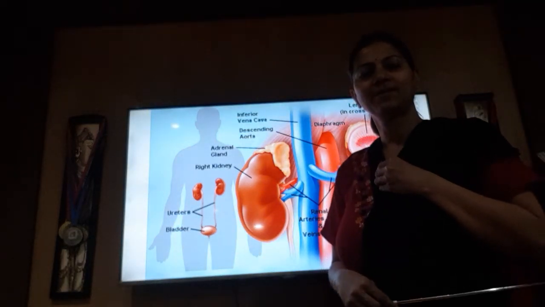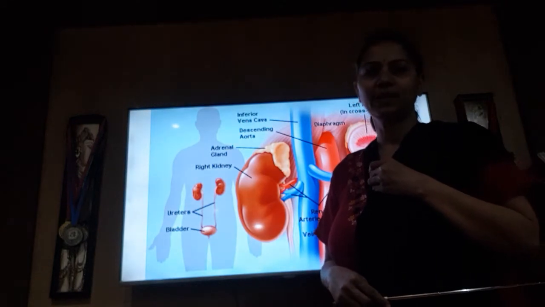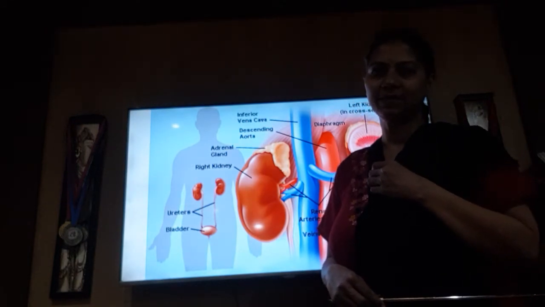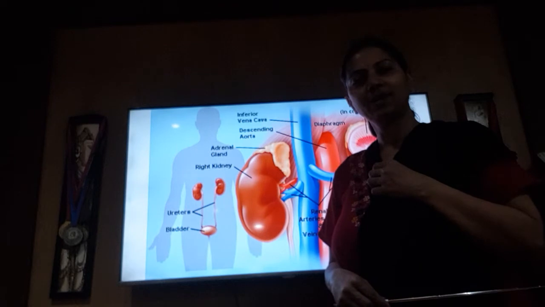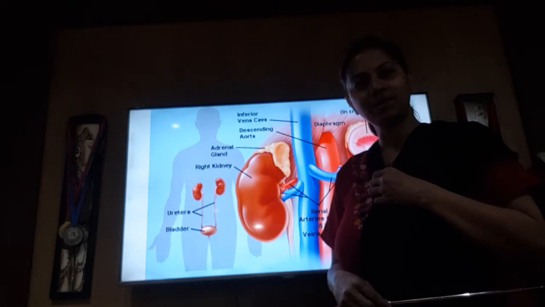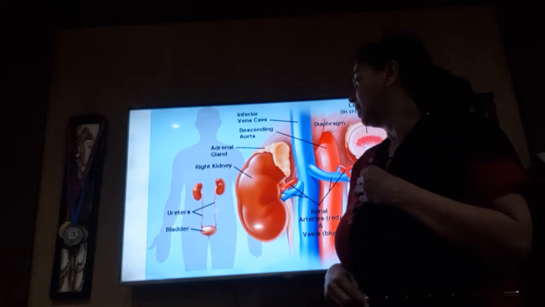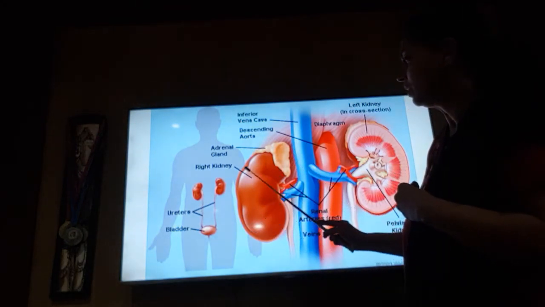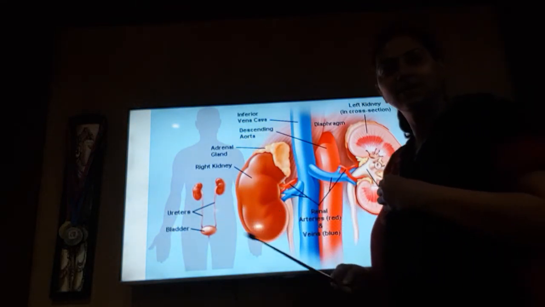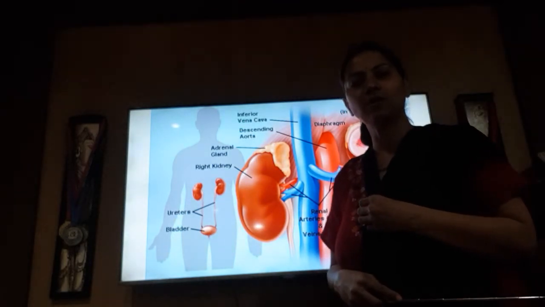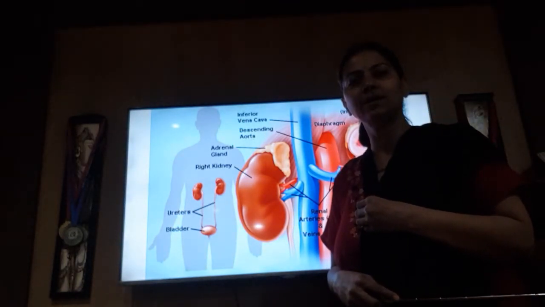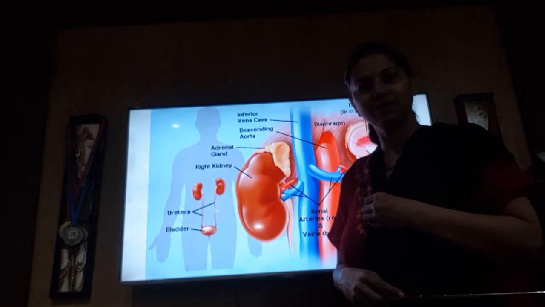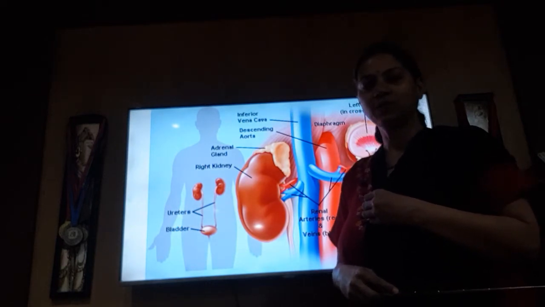Welcome students. Today I am going to take anatomy of kidney. Kidney, as you know, is a very important excretory organ. So this is kidney. Also we call it renal, isn't it? So that is why a lot of things are called renal, like renal artery, renal vein, renal fascia, isn't it? So first of all, kidney.